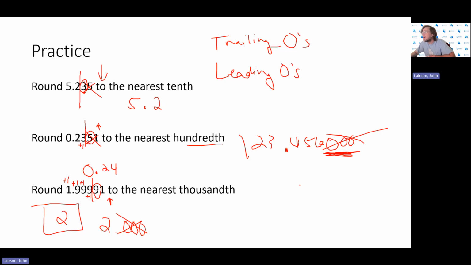Leading zeros. Now for leading zeros, we're on the left side of the decimal. We have something like 00123.456, right? These zeros aren't adding anything to it. It's the same idea: we don't want these leading zeros. Except, and there's one exception to this, and that is when we have something that is less than 1 but still a positive number, so between 0 and 1.